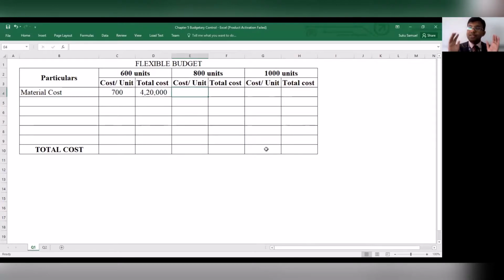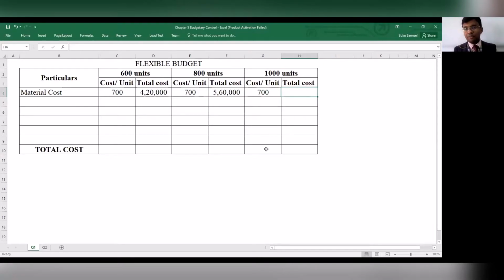Now let's calculate for 800 units. Please remember, material cost is a variable cost. So when you produce 800 units also, your cost per unit will remain the same. That will be 700 rupees per unit. So how would you calculate this? 700 rupees per unit into 800, which makes it 5,60,000. So that's how we've got that, and that is good.